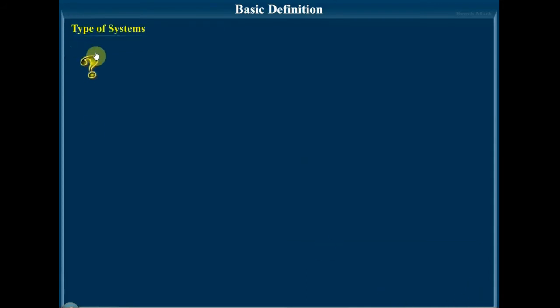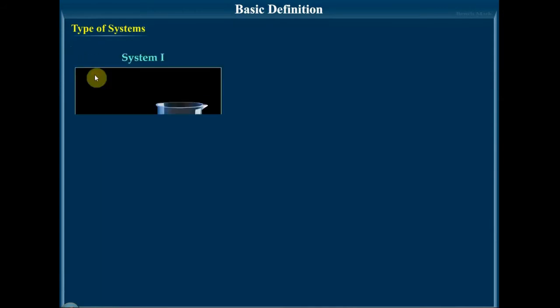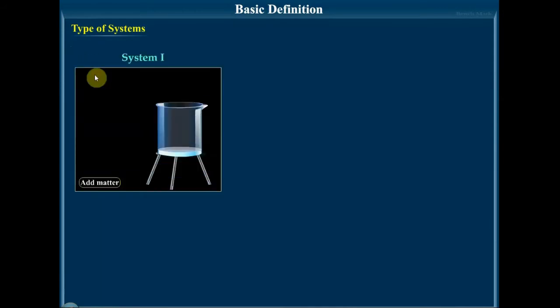Types of system. There are three types of systems. Systems may be classified into three types on the basis of movement of matter and energy in and out of the system. That is, based on the movement of matter and energy, we can divide into three types. So what are the three types? So let us see here.